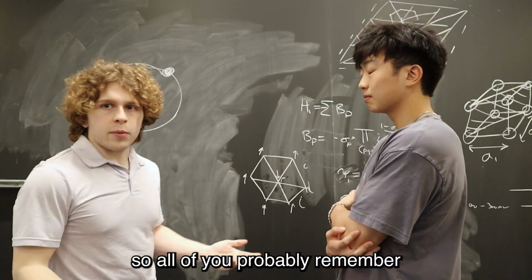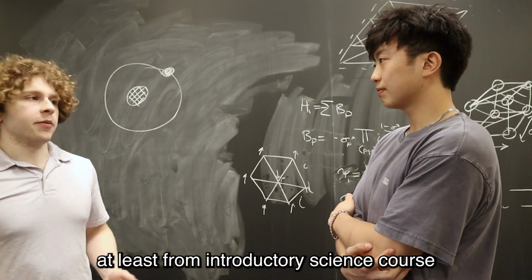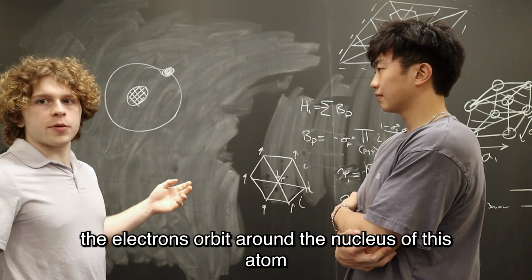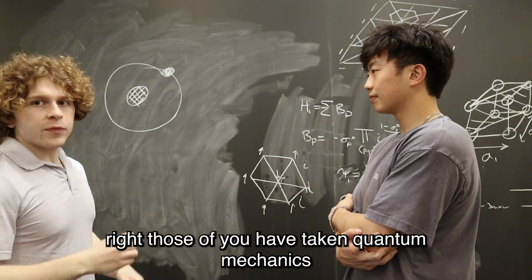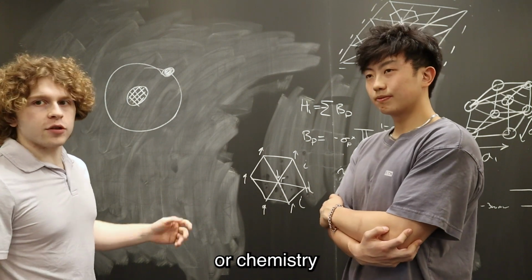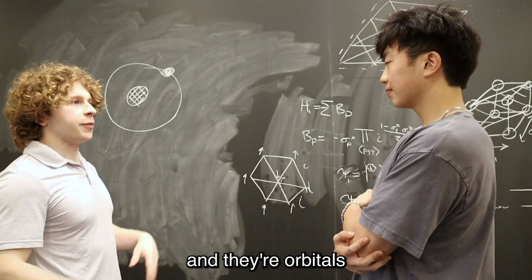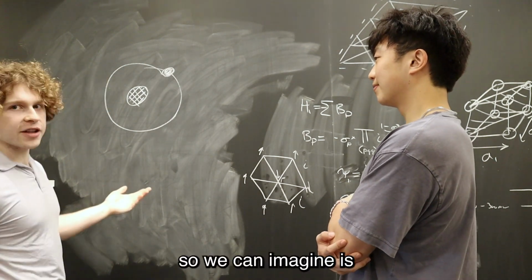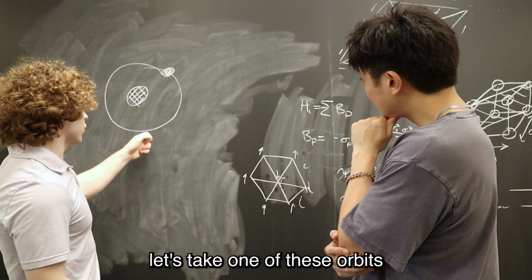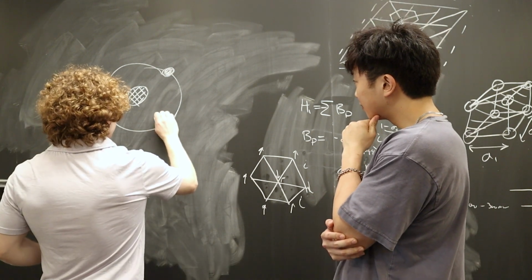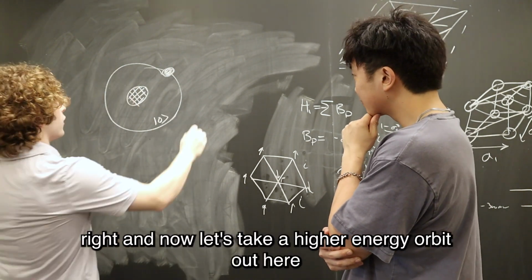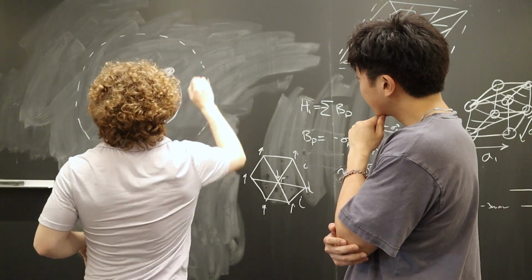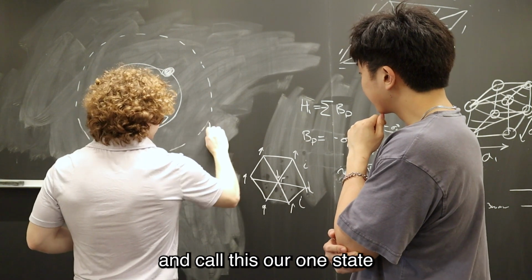All of you probably remember, to some degree, at least from an introductory science course, that atoms have electrons, and the electrons orbit around the nucleus of this atom, right? Those of you who have taken quantum mechanics or chemistry, you probably know that these orbits are a lie and they're orbitals, but this is a good enough picture for now. So we're going to stick with this, right? So what we can imagine is, let's take one of these orbits and call it our zero state, right? And now let's take a higher energy orbit out here and call this our one state.